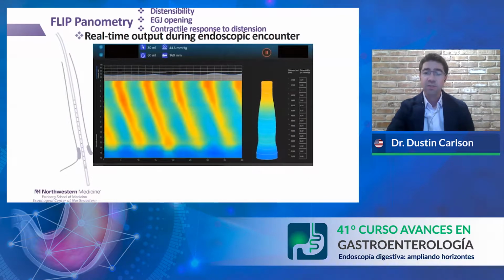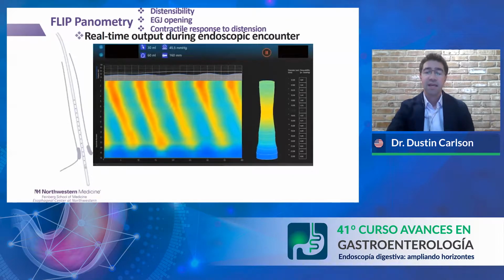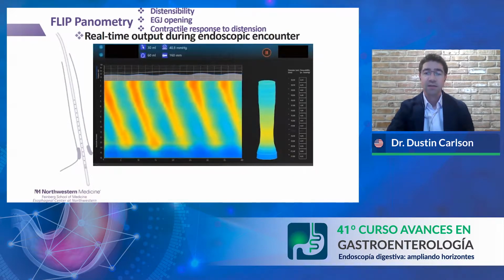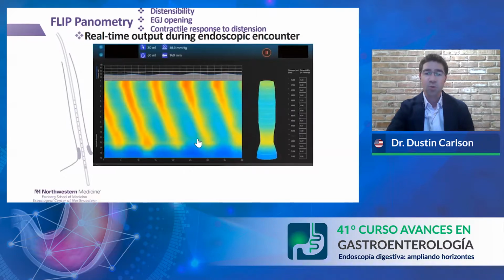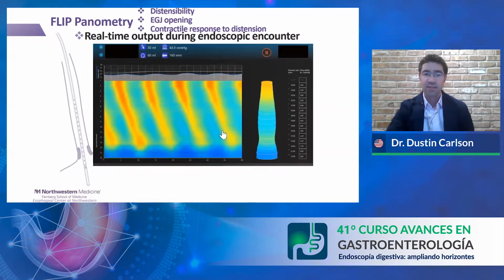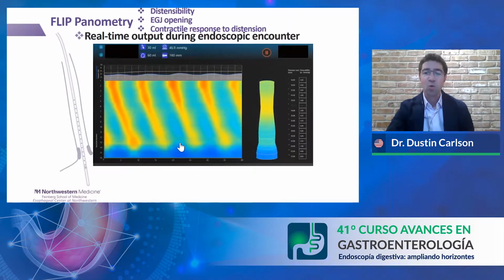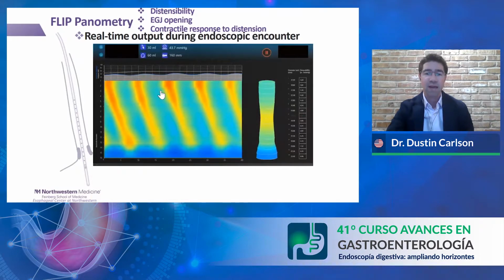This video here displays an example of the real-time display in an asymptomatic research volunteer. And as we see the normal EGJ opening, normal distensibility of the esophageal body, and this normal contractile response with this pattern of repetitive antegrade contractions, or RACs, which represents propagating secondary peristalsis that repeats due to the sustained distension created by the FLIP study.